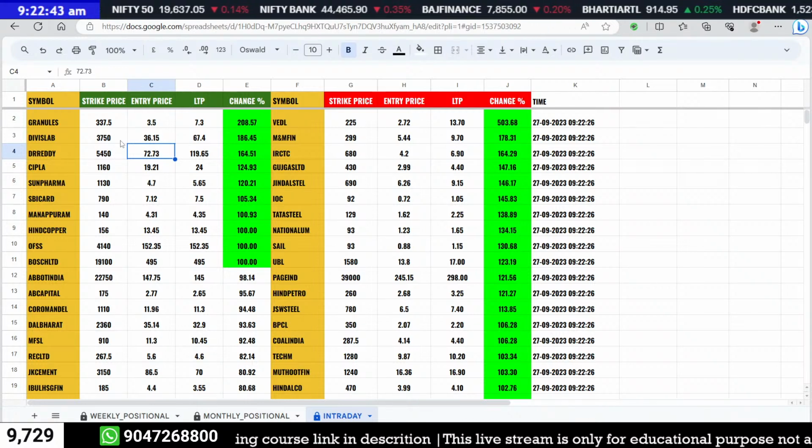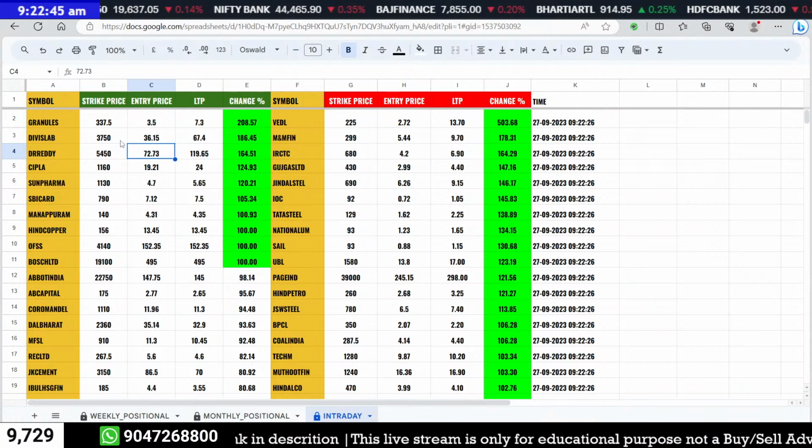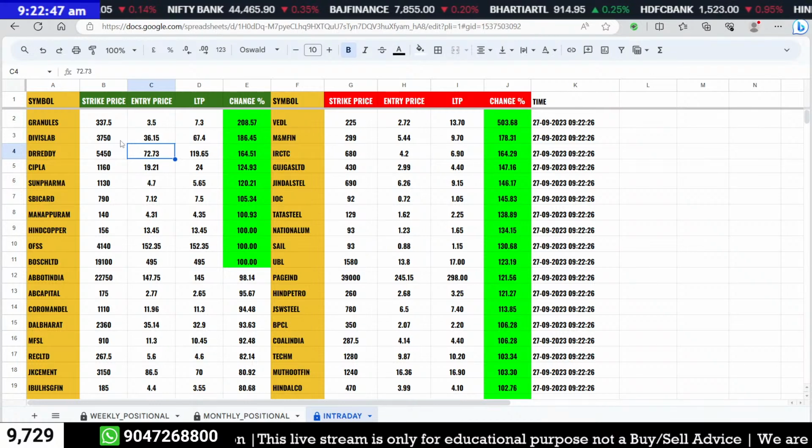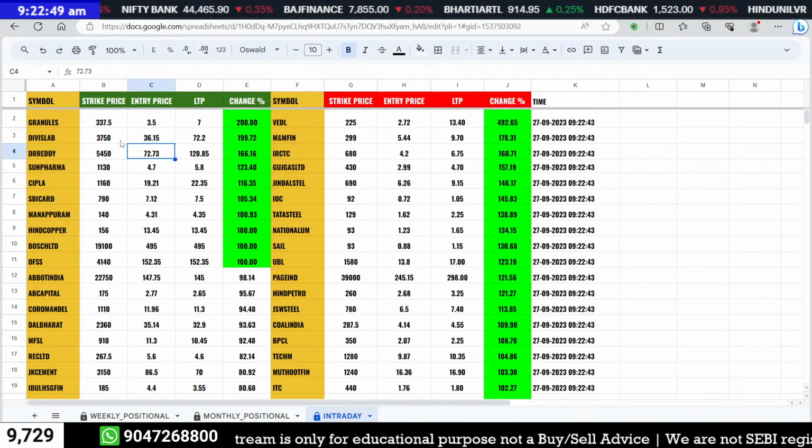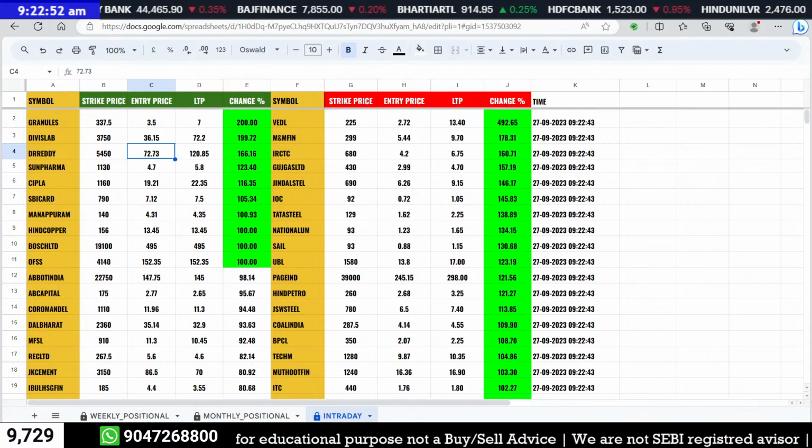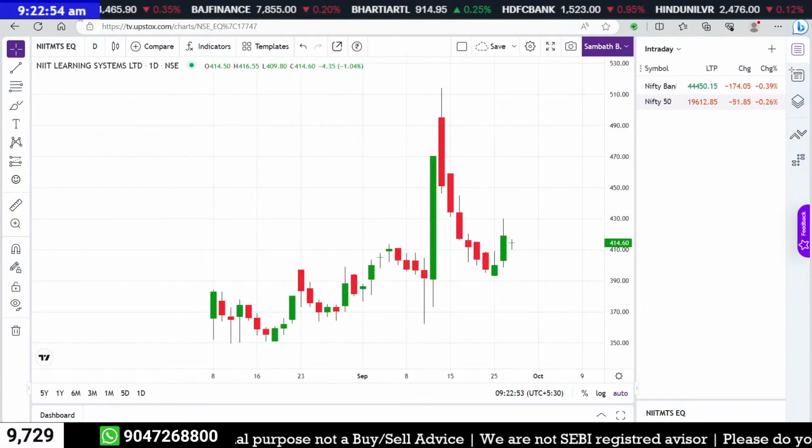VDL, M&M, IRCTC. IRCTC now it is on the put side. Maybe we saw it on the call side 2 days back, and now it is on the put side. Maybe it reversed back or is correcting from the top.